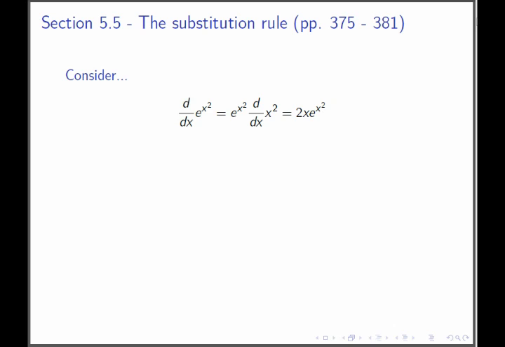Consider how we take the derivative of e to the x squared. Well, it's an exponential function, e to something, and so we write down e to that same thing, but then the chain rule tells us we have to multiply by the derivative of the exponent, and so we get 2x e to the x squared. And therefore we know that the antiderivative of 2x e to the x squared is equal to e to the x squared. This is blindingly obvious from the previous line.